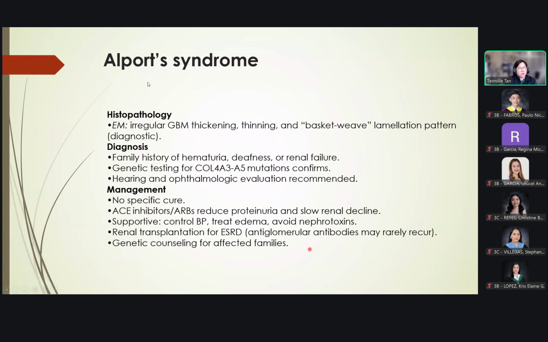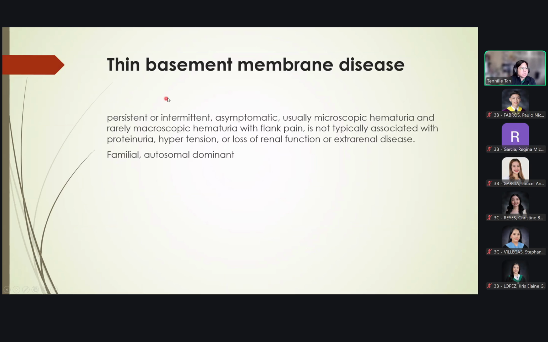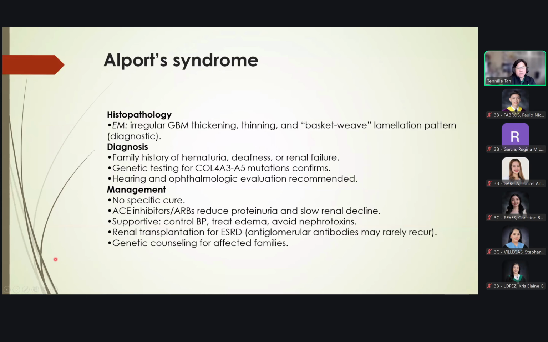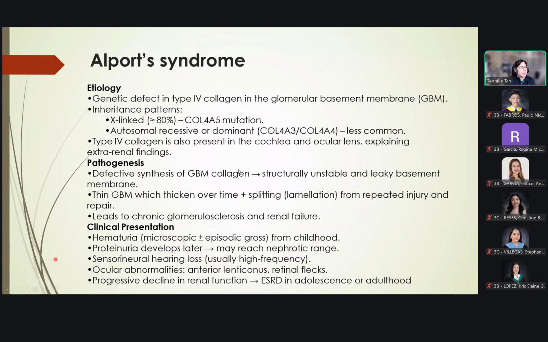We also have thin basement membrane disease. It is a persistent or intermittent, asymptomatic, usually microscopic hematuria, and rarely microscopic hematuria with flank pain. It's not typically associated with proteinuria, hypertension, loss of renal function, or extrarenal disease. It's usually familial autosomal dominant, as compared to Alport syndrome, which is X-linked.